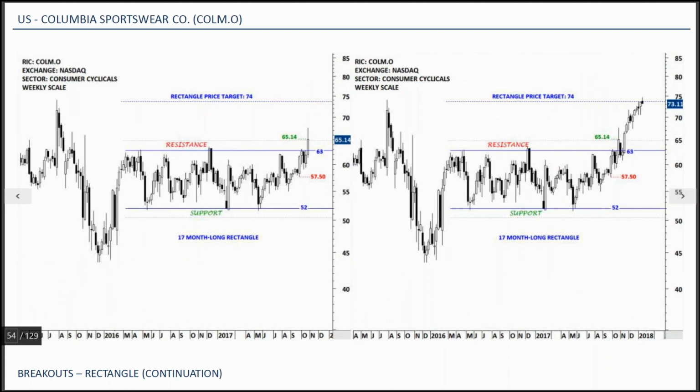US Columbia Sportswear, a massive 17-month-long rectangle, eventually broke out. Classical chart patterns are defining the boundaries of consolidations, and these consolidations are lengthy periods. These are called trading ranges. So these trading ranges are for traders, whereas when the breakout takes place, it's the trend period. The trend period is for position traders, and it's usually a shorter duration compared to the consolidation.